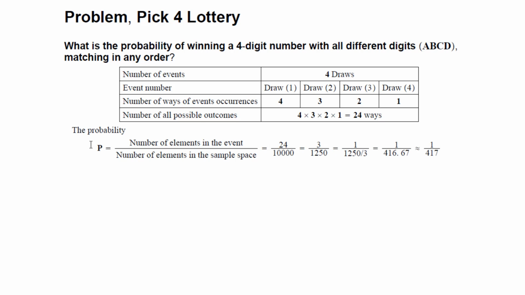Now, what is the probability of this 24 box play? The possible outcomes of the event are 24, divided by the number of elements in the sample space, which is 10,000, and we get around a chance in 417 trials.